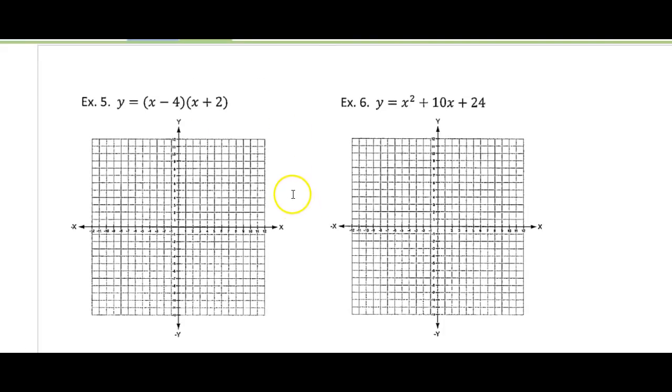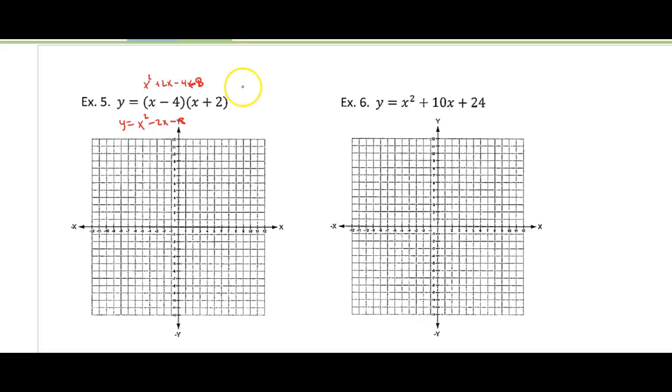what you're going to do is, if I look, I could go ahead and multiply, FOIL this out, and I could get x squared, plus 2x minus 4x minus 8. I could get that, and then that ends up being the same as x squared minus 2x minus 8, and I could go ahead and graph that.